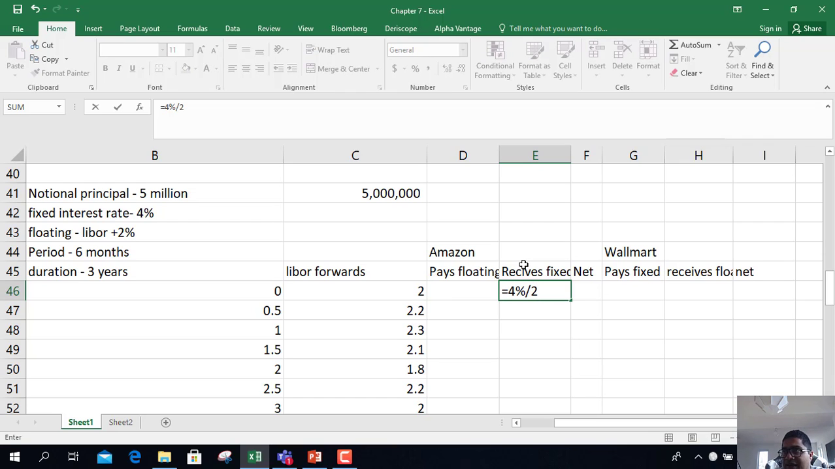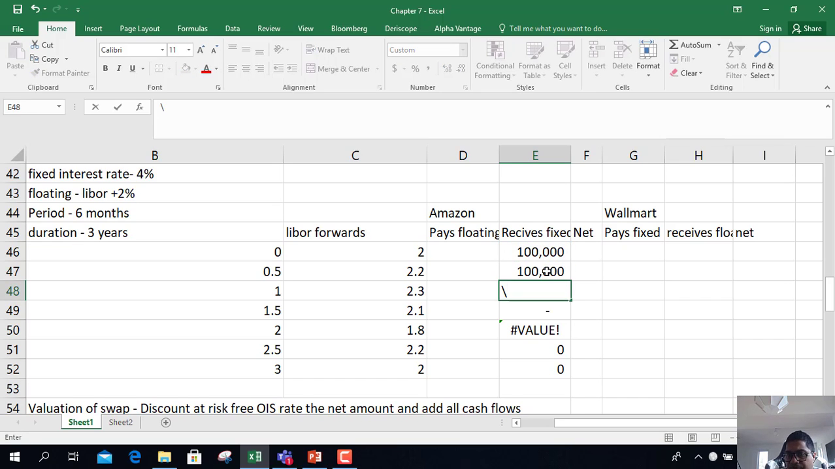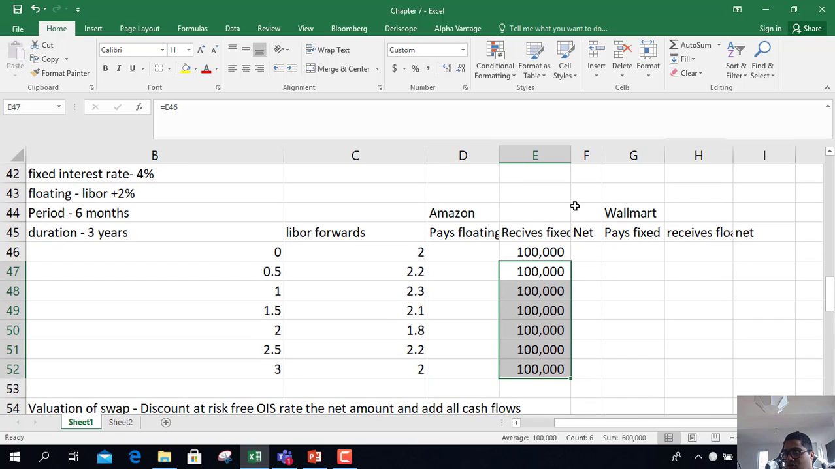Divide by 2. Why divide by 2? Because we are paying every 6 months. So 4% is the annual rate. We are dividing it by 2, right? Multiplied by notional principal 5 million. So every 6 months it is going to receive $100,000 from this swap contract.